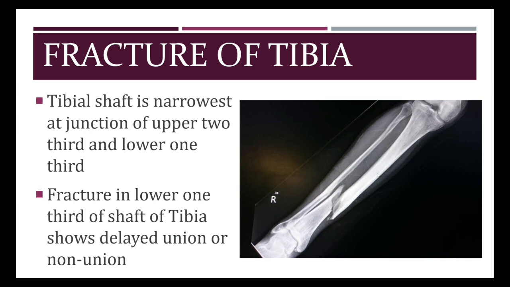Next is fracture of tibia. The tibia is commonly fractured at the junction of upper 2/3 and lower 1/3 of its shaft. This is because the tibial shaft is narrowest at this junction. The lower 1/3 of the tibial shaft is bare area, that is, it is devoid of any muscular attachments and has low blood supply. For this reason, the fractures in the lower 1/3 of the shaft of tibia show delayed union or non-union. So in this diagram, you can see at the junction there's this fracture.